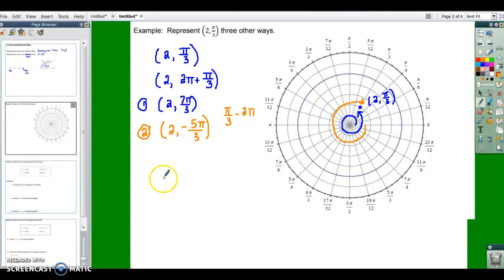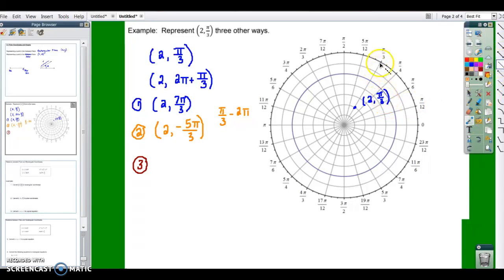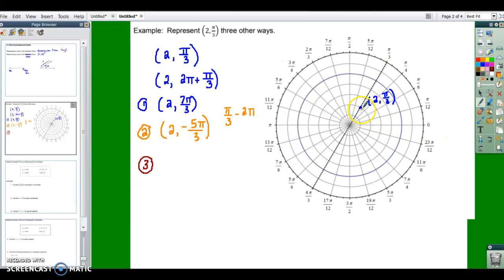A third representation allows us to flip over the pole. If you were to look at this point on this line, if you look at this line here, the line pi over 3, if you were to go across the pole, like literally just jump over the pole or go 180 degrees around or pi units around, you would be at 4 pi over 3. Okay? So I can actually write this point on this side of the pole and then just negate the r value, and that flips it back over the pole. So I can actually write this point as a negative 2 comma 4 pi over 3.